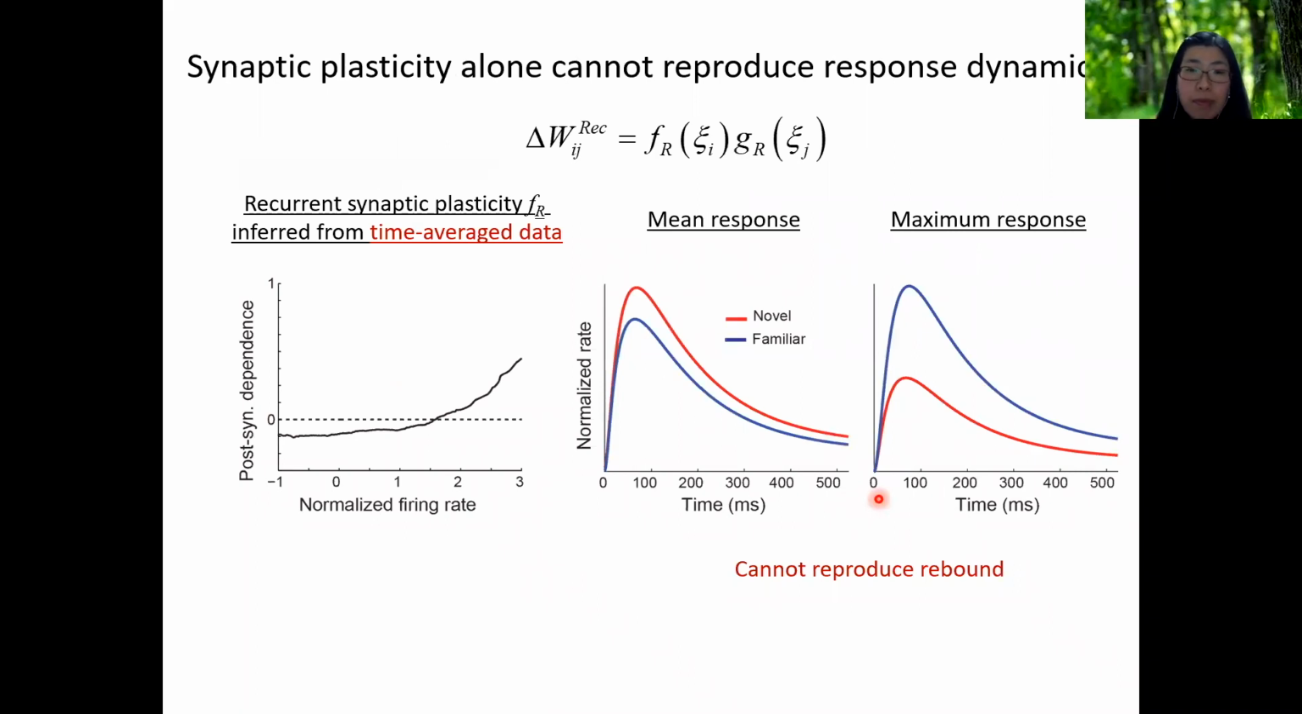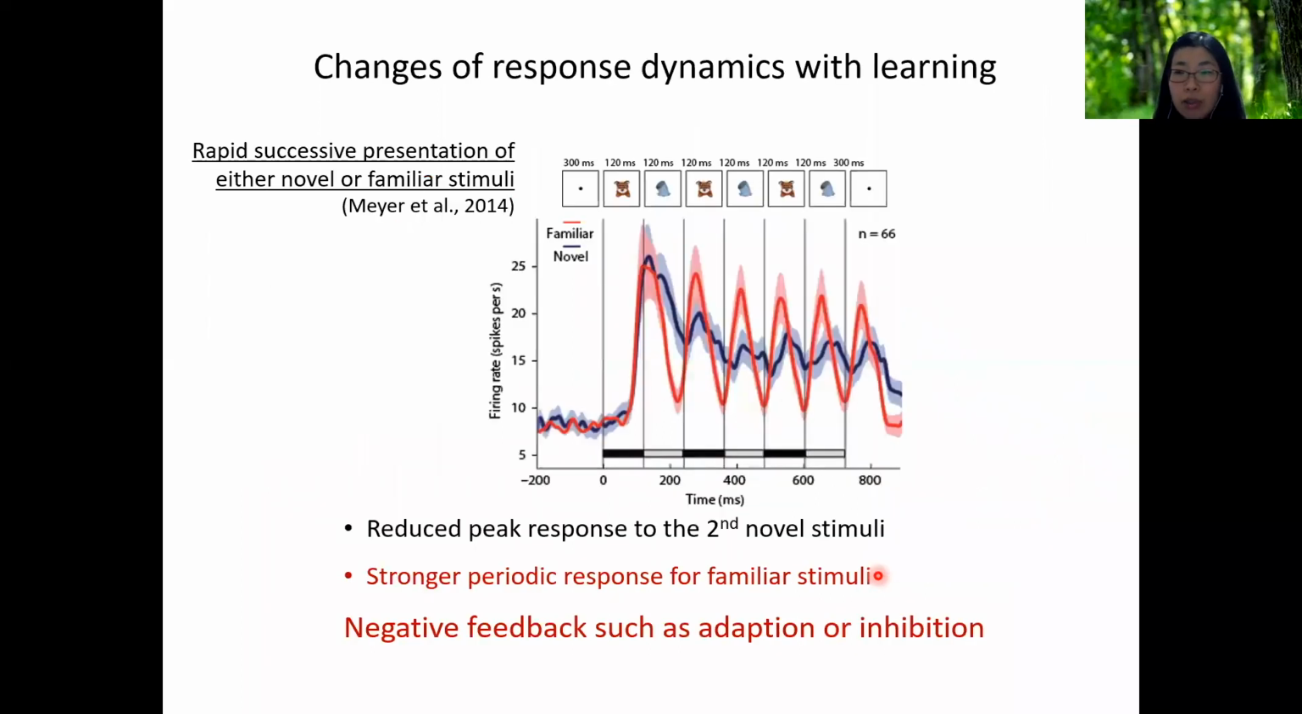When you implement the synaptic plasticity inferred from the time average data, as shown in this distribution, it could reproduce the reduction of the mean and the maximum increase, but the temporal profiles for the novel and familiar images are quite similar. So it couldn't produce the qualitative changes of the temporal response with familiarity. This suggests that there should be some additional component to reproduce the dynamic changes.